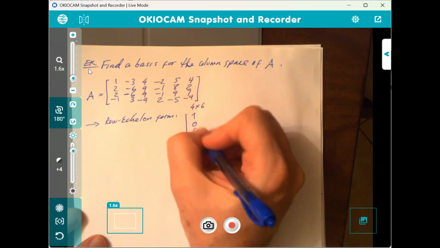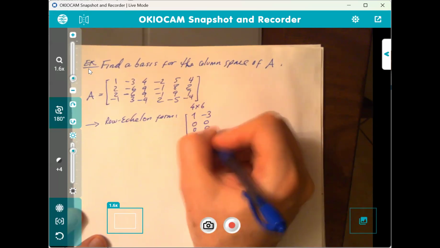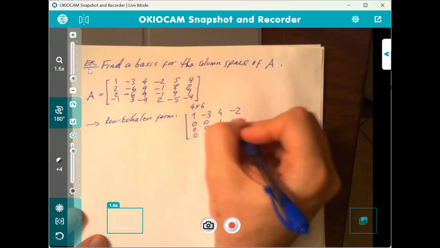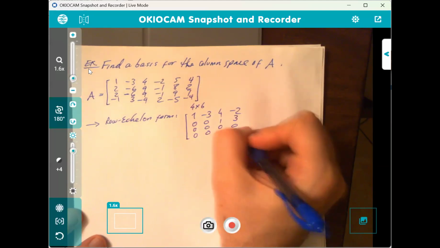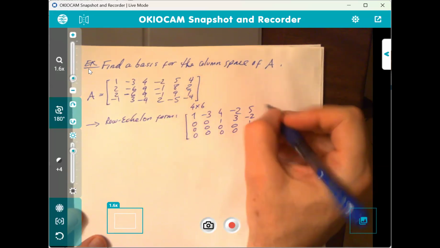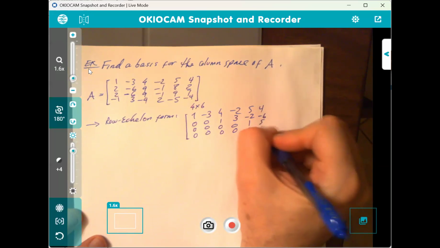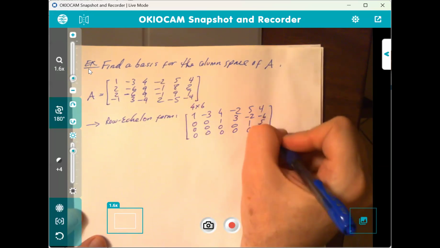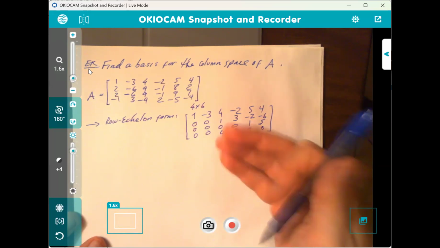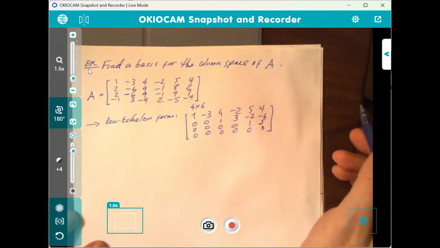I get 1, 0, 0, then negative 3, 0, 0, 0, 4, 1, 0, 0, negative 2, 3, 0, 0, 5, negative 2, 1, 0, 4, negative 6, 5, 0. Okay, so there you have it. This is the row equivalent matrix, the row echelon form.